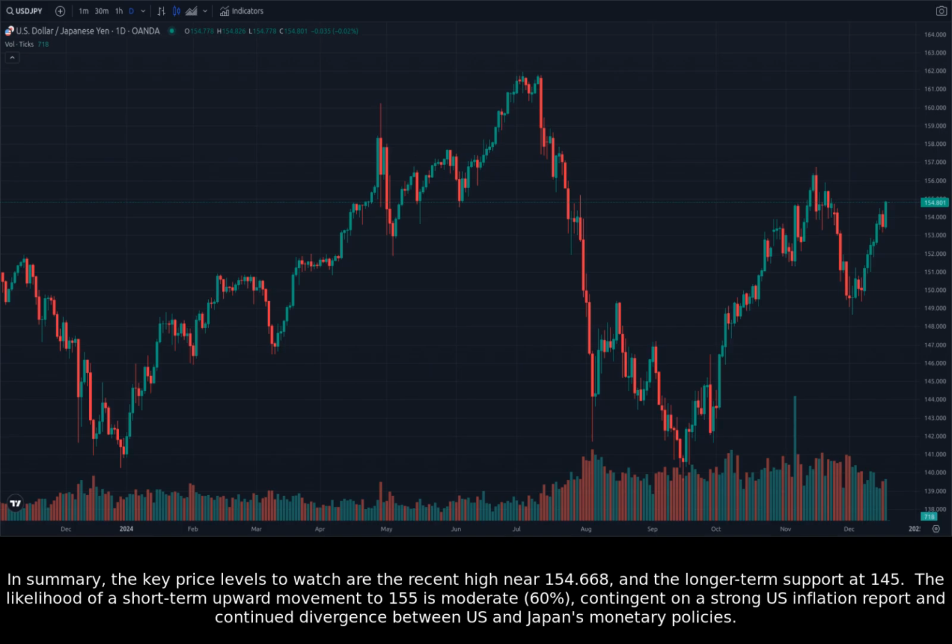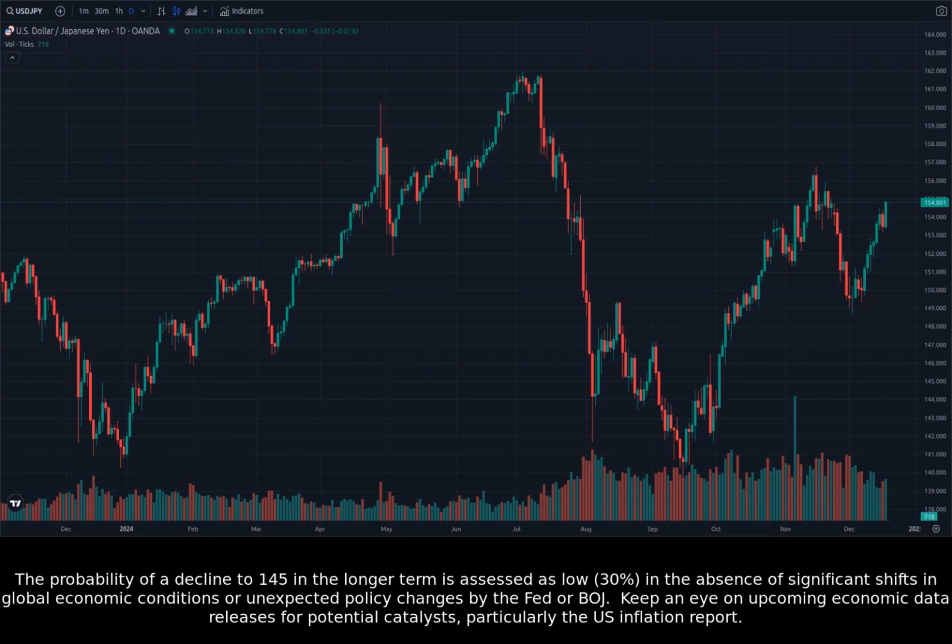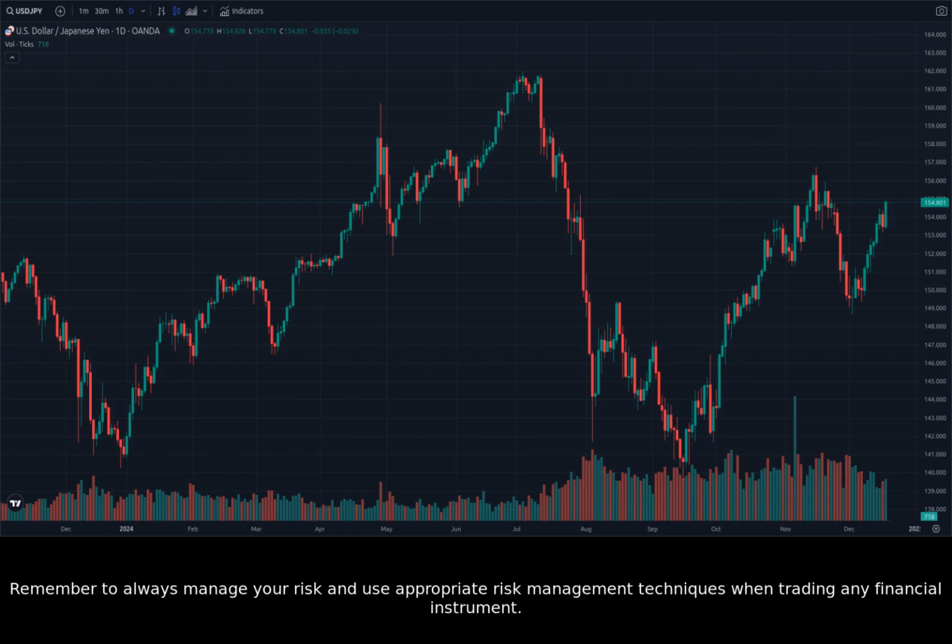The probability of a decline to 145 in the longer term is assessed as low, 30%, in the absence of significant shifts in global economic conditions or unexpected policy changes by the Fed or BOJ. Keep an eye on upcoming economic data releases for potential catalysts, particularly the U.S. inflation report. Remember to always manage your risk and use appropriate risk management techniques when trading any financial instrument.